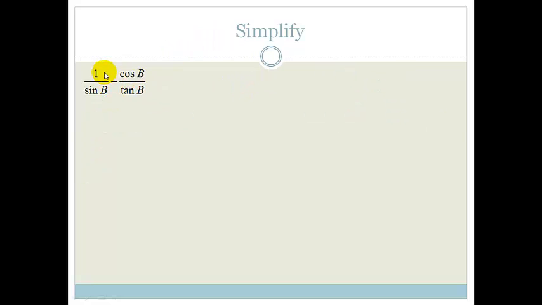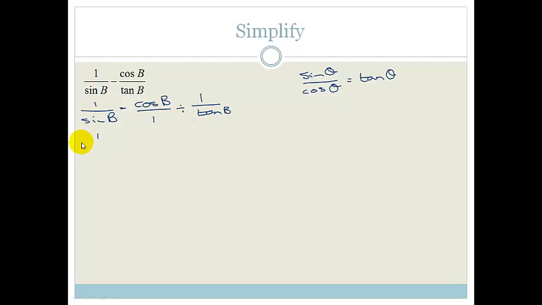Now they've asked us to simplify 1 over sine b minus cos b over tan b. Okay, so I'm guessing that I'm going to have to use sine theta over cos theta is equal to tan theta. Okay, so let's take it slowly. We've got 1 over sine b minus, this is cos b, and I'm going to separate this out, over 1 divided by 1 over tan b. But what do we do when we divide by a fraction? We tip and times. So first of all, this is 1 over sine b minus cos b times tan b. But what is tan b?